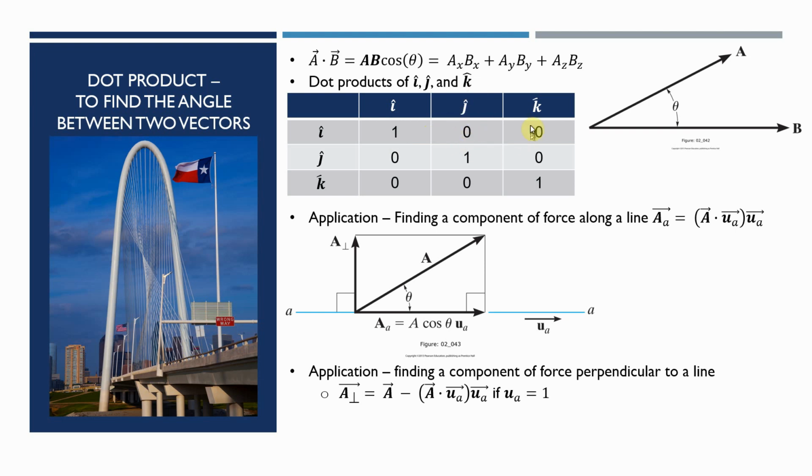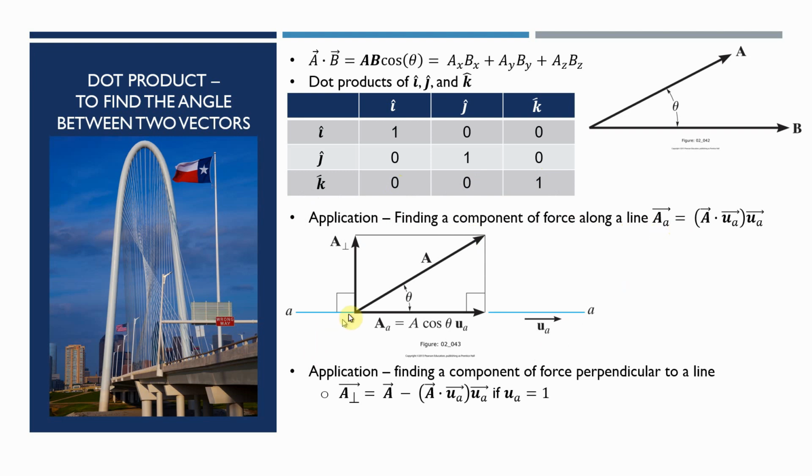I hat dot j hat is 0. I hat dot k hat is 0. J hat dot i hat is 0. J hat dot j hat is 1. J hat dot k hat is 0. K hat dot i hat is 0. K hat dot j hat is 0. K hat dot k hat is 1. So you may want to find the components of force, which are applications of the dot product.